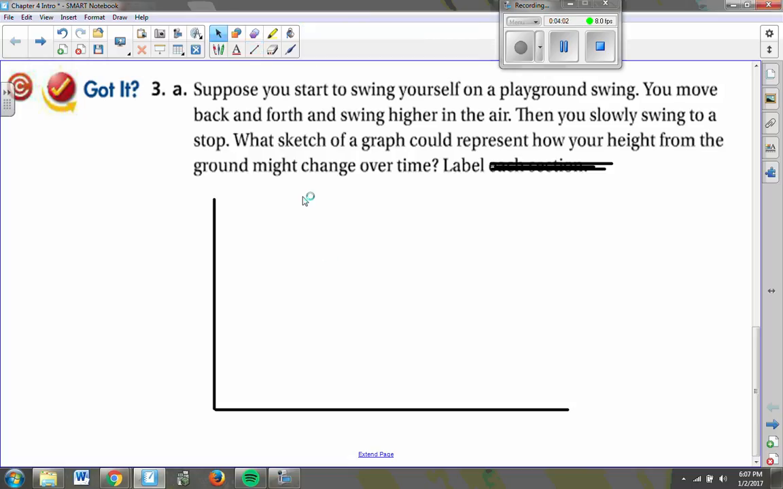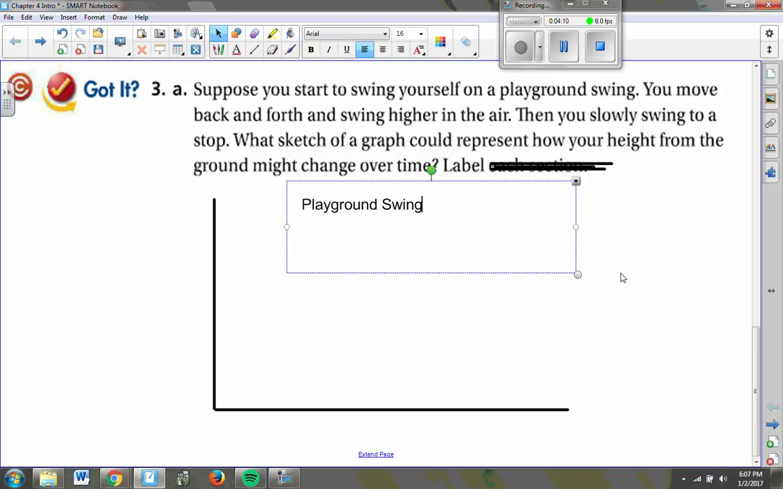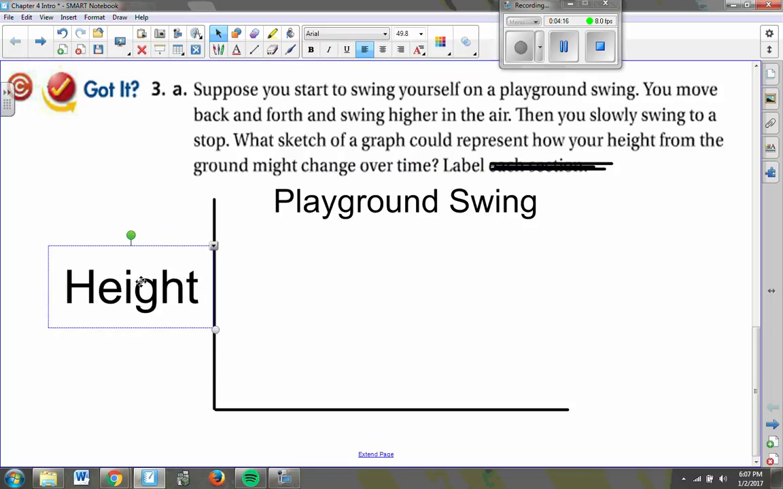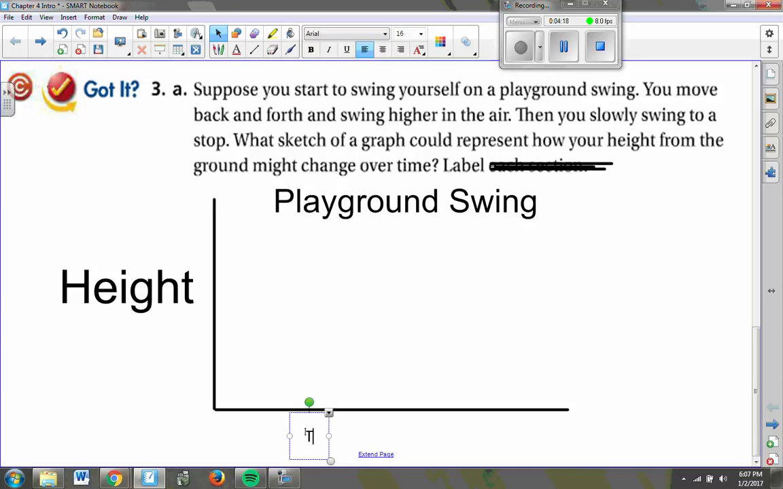So for the title, I'm going to say playground swing. That's what I'm showing: a swing on the playground. And again, over here, it's height over time. Notice they said that to me in this problem too, didn't they? They asked for a sketch of a graph that could represent how your height from the ground might change over time. Height over time is my 2 axes.